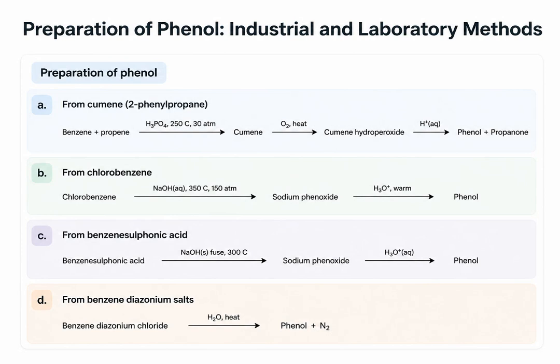Now let's examine phenol. Industrially, phenol is produced from cumene, which is oxidized and then cleaved with acid to yield phenol and propanone. In the lab, we can force nucleophilic aromatic substitution on chlorobenzene or benzene sulfonic acid using extreme heat and pressure with sodium hydroxide, followed by acidification. A milder laboratory route involves warming a benzene diazonium salt with water.